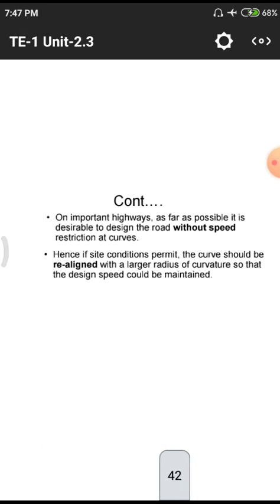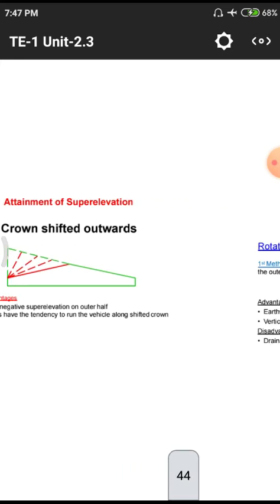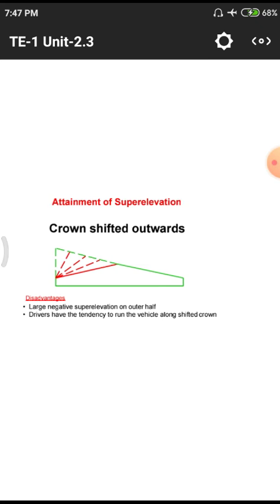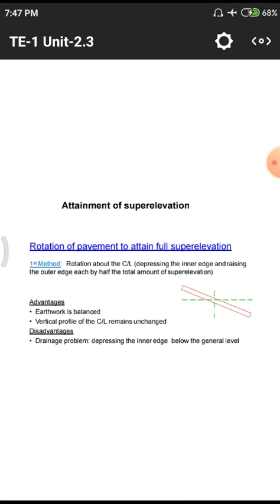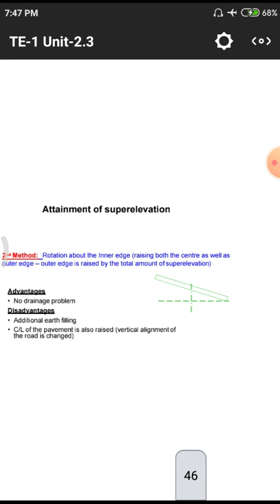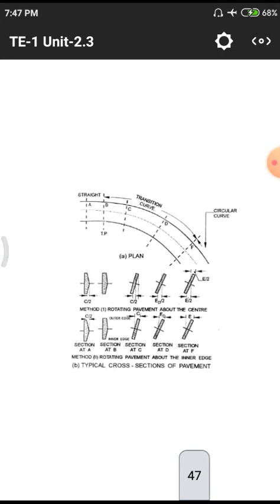We also discussed these alignments, the crown, which we need to neglect. Different types of crown are shifted outwards and crown shifted inwards, and alignments of super elevation with respect to the central axis and with respect to the inner edge. These four things we discussed in the previous class. These are the alignments in top view, with respect to both the central axis and the inner edge.